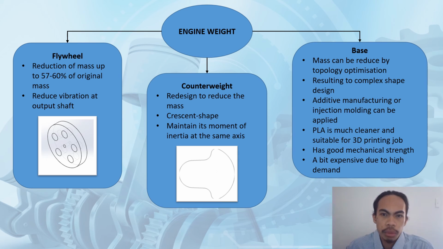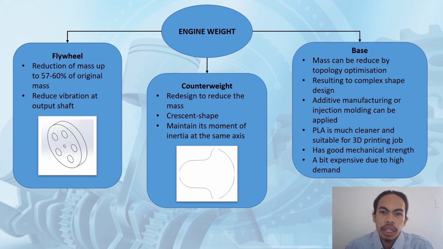Next, improvement can also be made by making the engine weight much lower. It is found that the PVC-based steel flywheel and counterweight contribute a large portion of the total weight. Based on the data gathered by our team, a reduction of mass of up to 60% on the flywheel can be done without compromising its functionality. In addition, this approach can also reduce the vibration at the output shaft. Next, redesigning the counterweight into a crescent shape. By doing this, the mass can be reduced and it is still able to maintain its moment of inertia.